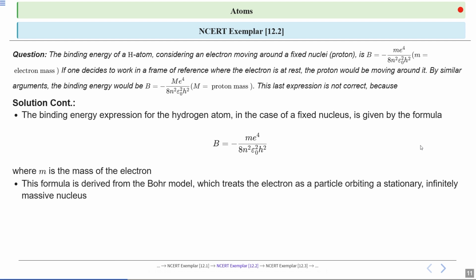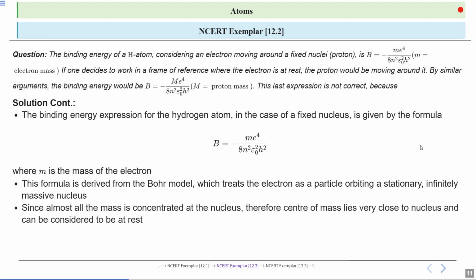This formula comes from the Bohr model, which treats the electron as a particle orbiting a stationary nucleus. The nucleus is assumed to be infinitely massive compared to the electron, so it doesn't move. Because almost all the mass in the atom is concentrated in the nucleus, the center of mass is very close to the nucleus itself. That means for practical purposes, we can consider the center of mass to be at rest when analyzing the atom's behavior. So the frame of reference where the nucleus is at rest is considered an inertial frame. An inertial frame is one where Newton's laws apply without needing to add extra fictitious force.